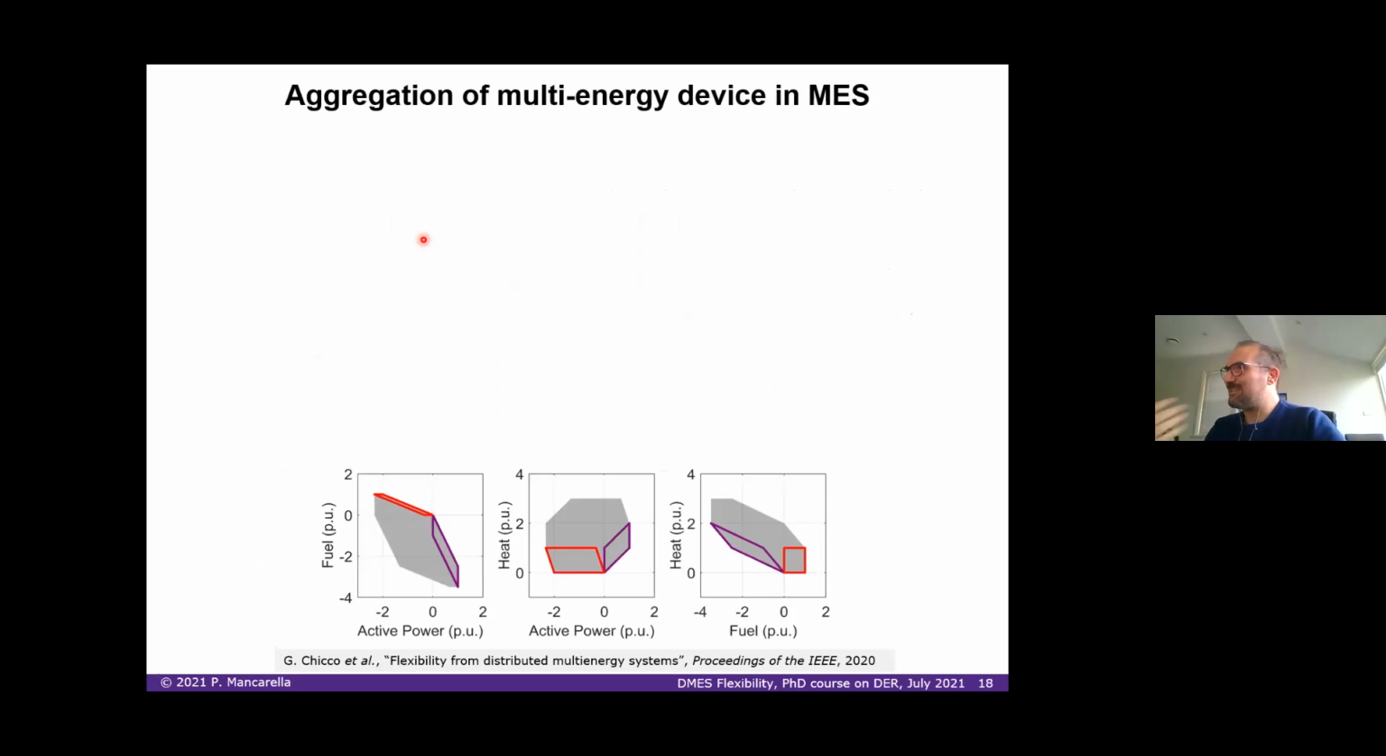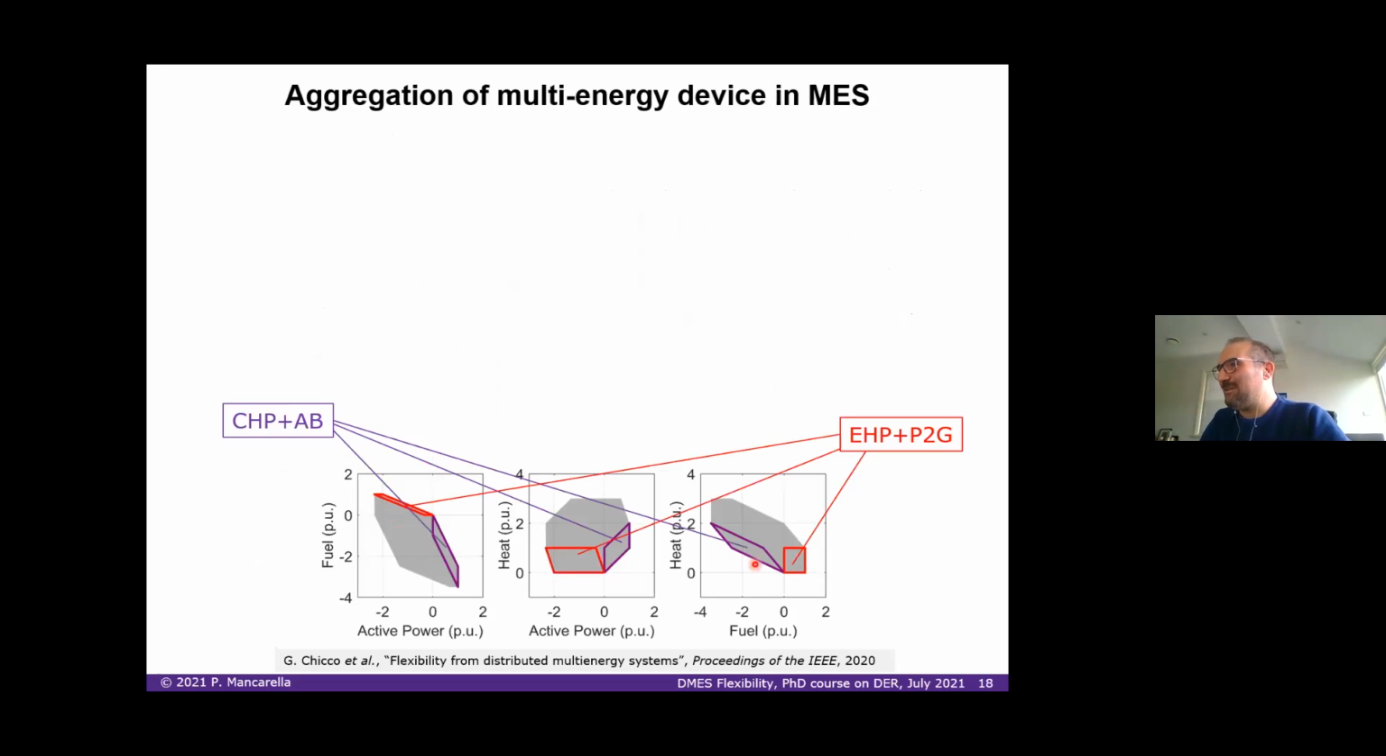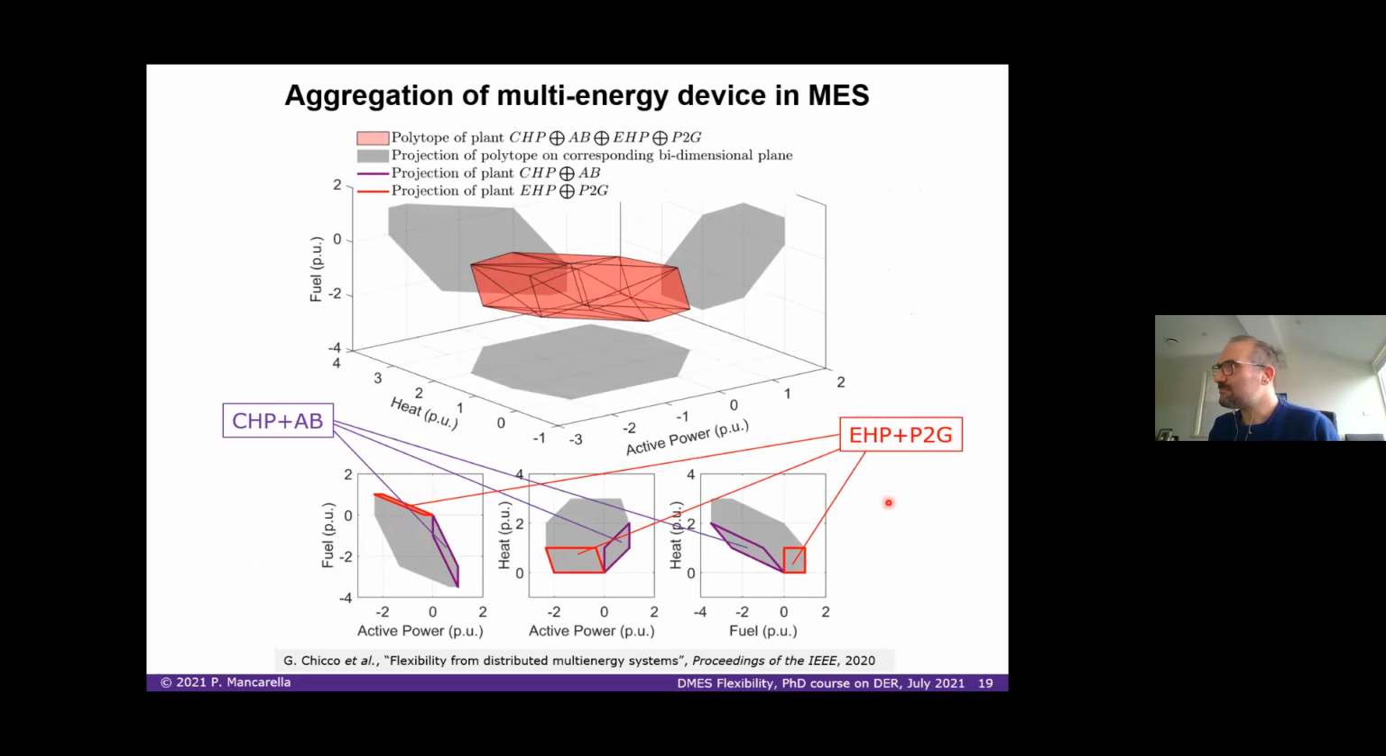And again, now you understand that the more I couple, for example, combined heat and power and auxiliary boiler and electric heat pump and power to gas, the more I grow in terms of flexibility. And then you have this kind of 3D representation. And I think now you start understanding more and more the magic. Distributed energy resources, because you couple them and because of the Minkowski summation of that, you create larger and larger operating space.